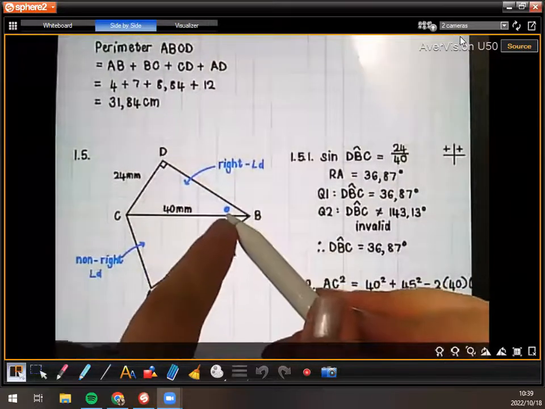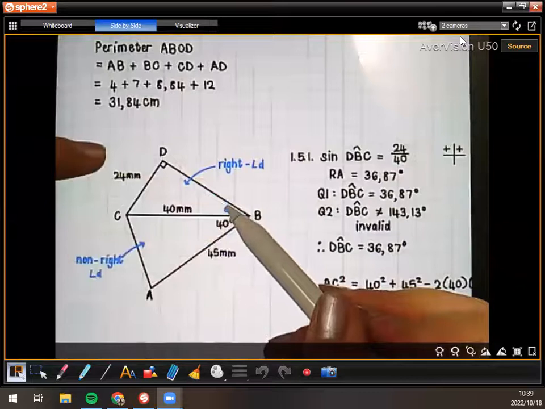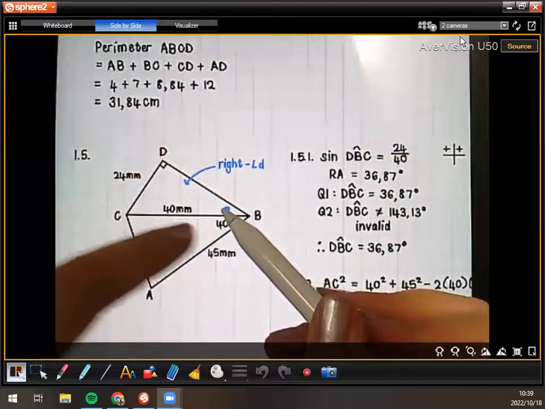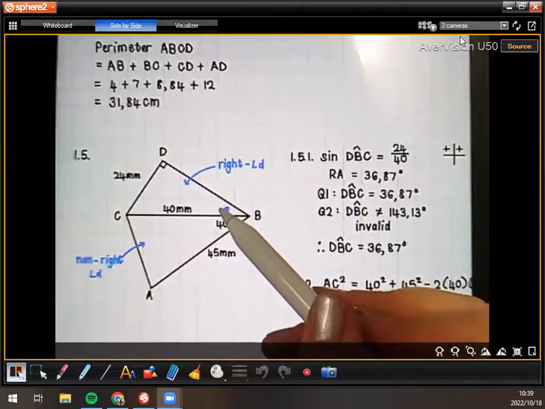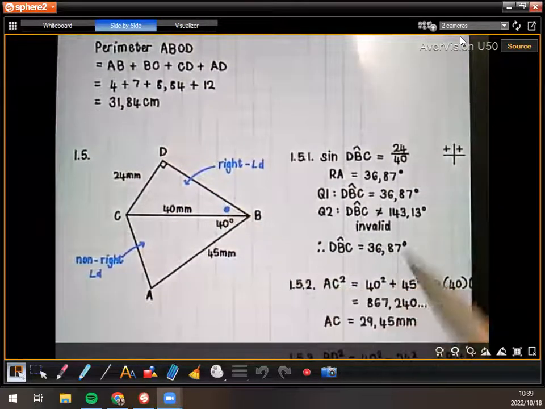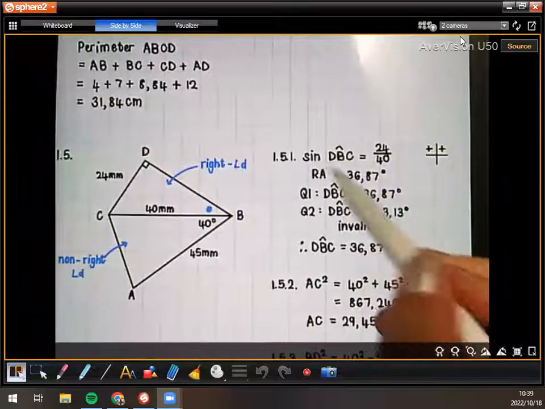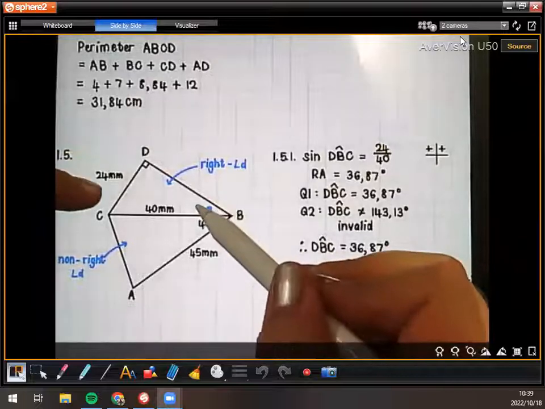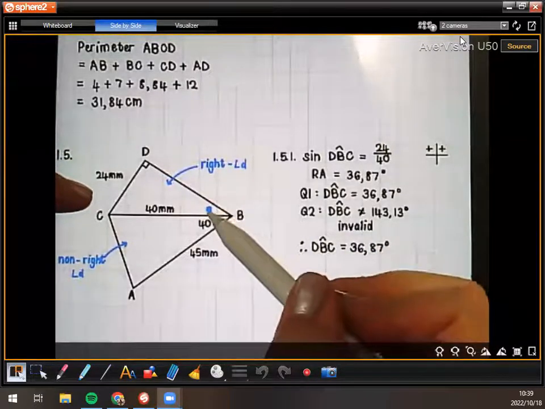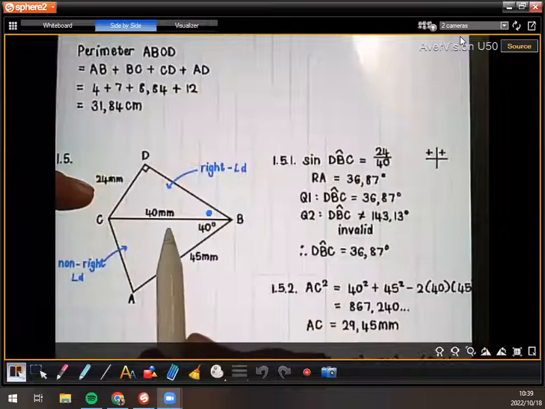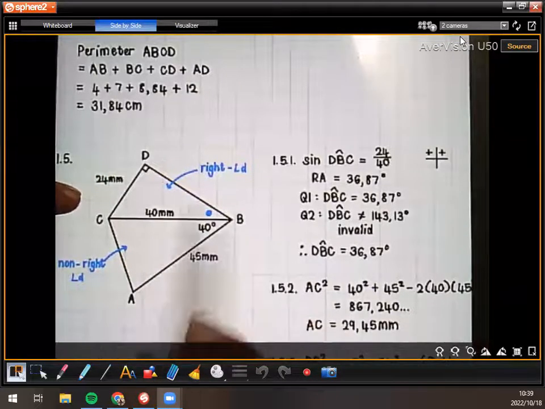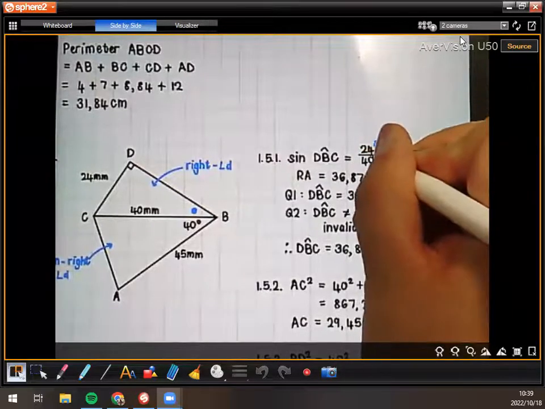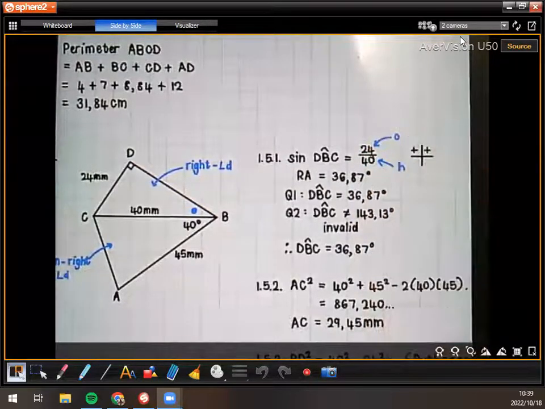Now guys, in terms of this angle, do we agree that 24 is opposite that angle and 40 is the hypotenuse? Which trig ratio works with opposite and hypotenuse? Sine. So actually we could have just used sine. In a right angle triangle, we could have just said sine of this angle is opposite 24 over hypotenuse 40. So that is where that comes from: opposite over hypotenuse.